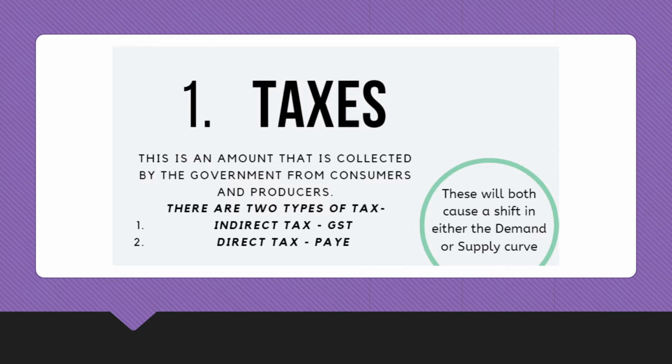Now this is the type of tax that is paid by the consumer who has a job to the government. So businesses who hire employees, employees pay tax in their pay, and this goes straight to the government. So you don't see this in your bank account as a worker. It is taken out before it gets to you. But that is called direct tax. Both of these types of taxes do cause a shift in either the demand or the supply curves. So we'll be looking at the first one today, indirect tax.